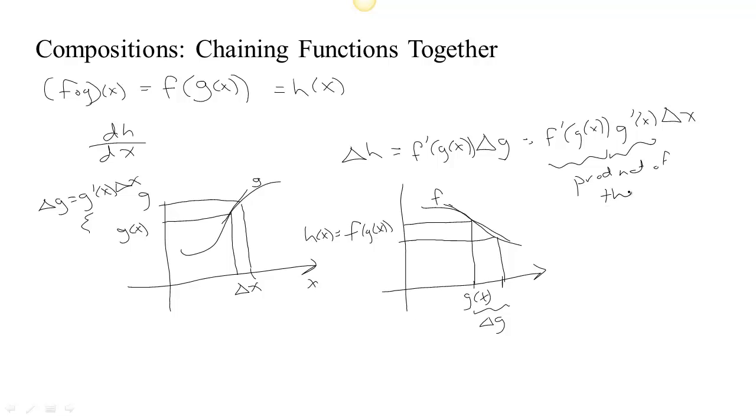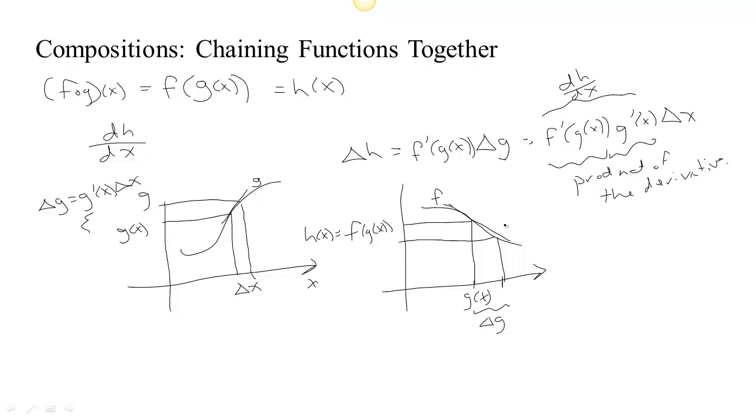And you recognize that as the chain rule. What's going on is you're looking at how the output changes. Well, that's the slope of the outside function, evaluated at the inside function, times the change in the inside function. But the change in the inside function is the slope of the inside function times the change in x, and so this should then be whatever dh dx is.